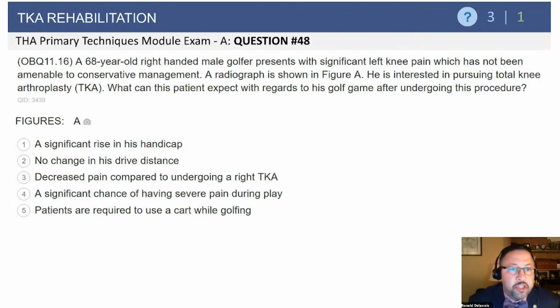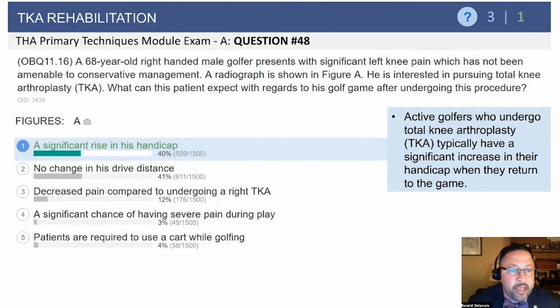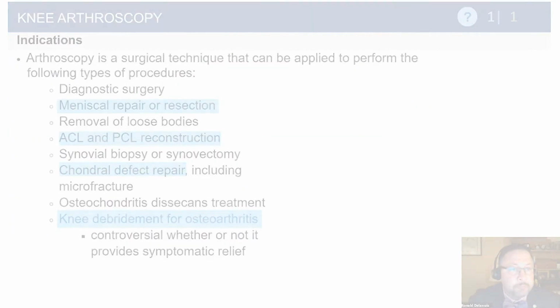Another question, here's a 68-year-old gentleman who has severe osteoarthritis, as shown in figure A. He's interested in a total knee arthroplasty. He wants to know what he can expect from his golf game following the procedure. Here's a radiograph showing severe end-stage arthritic changes, and the answer is a significant rise in his handicap, and that's somewhat self-explanatory. He will develop increased range of motion, increased rotation, and decreased pain, and thus a significant rise in his handicap, and that work was done by Dan Berry out of the Mayo Clinic.